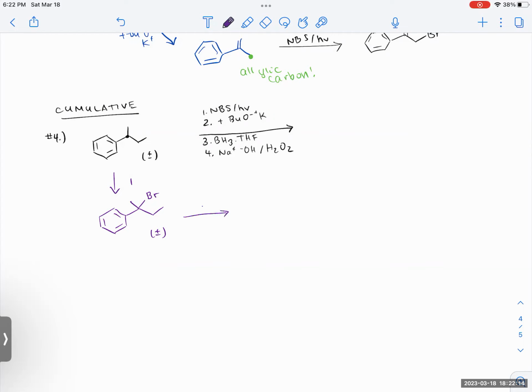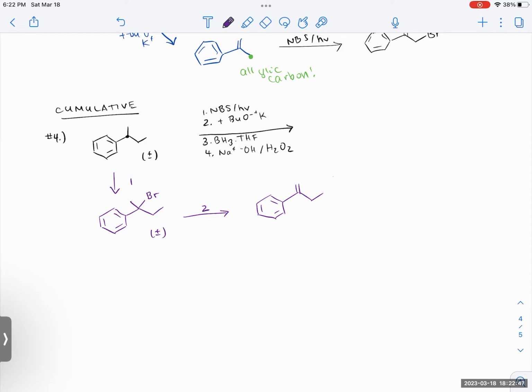So our second step is t-butoxide, which is a bulky base. We're going to end up with the less substituted alkene for our bulky base. So it will look like that. Good so far? Okay.